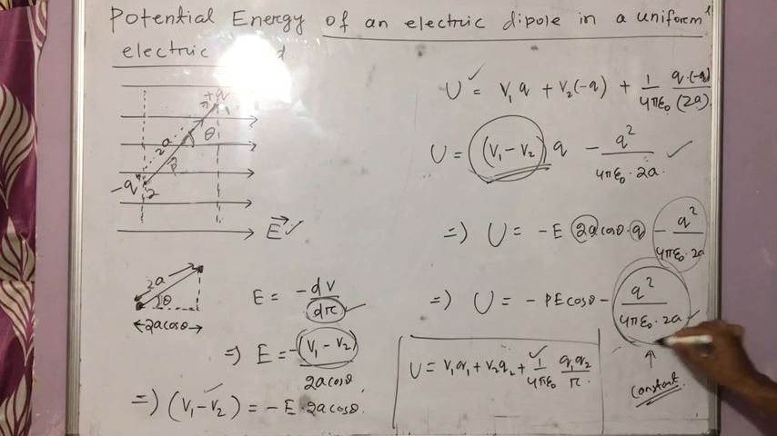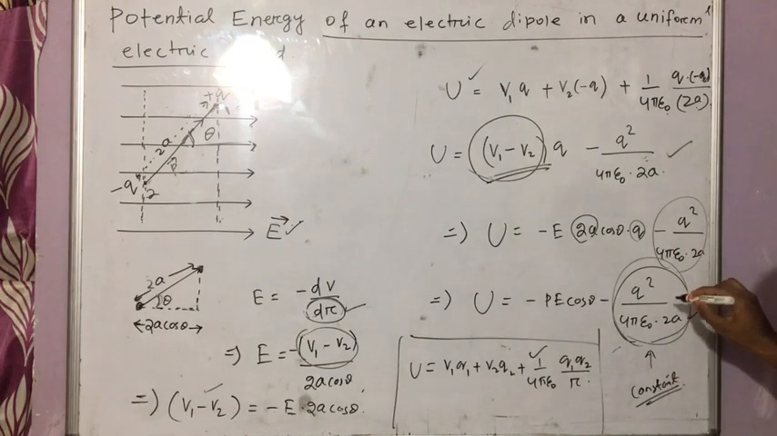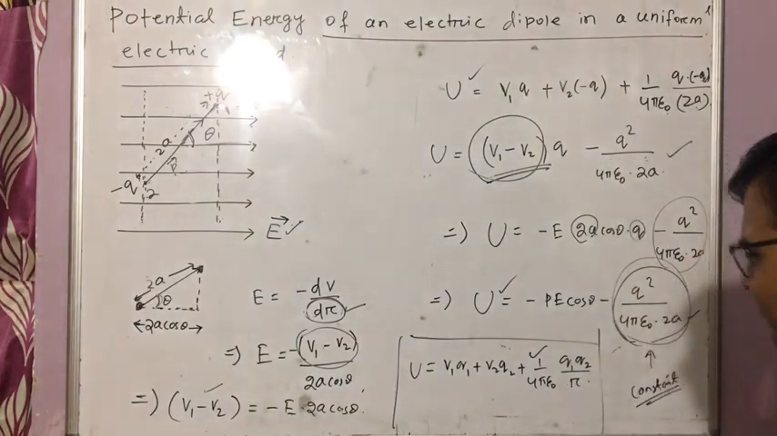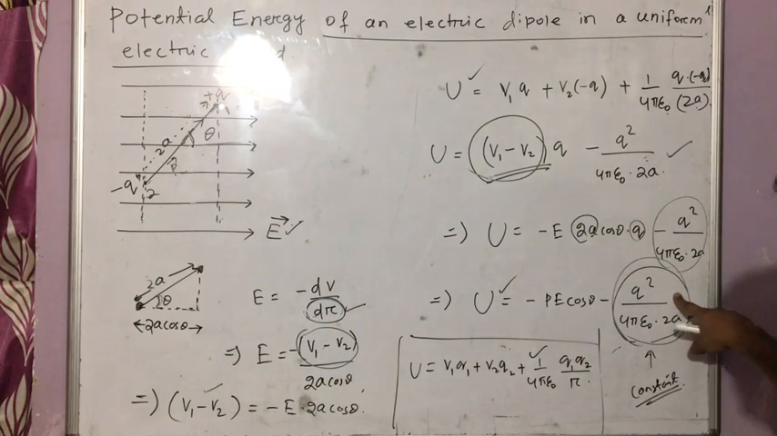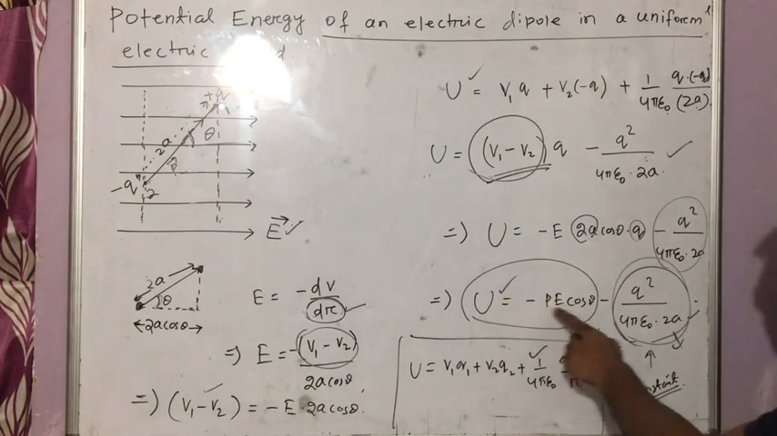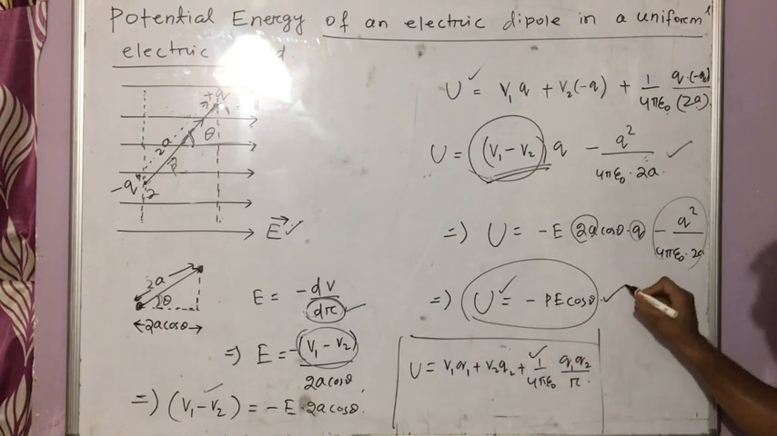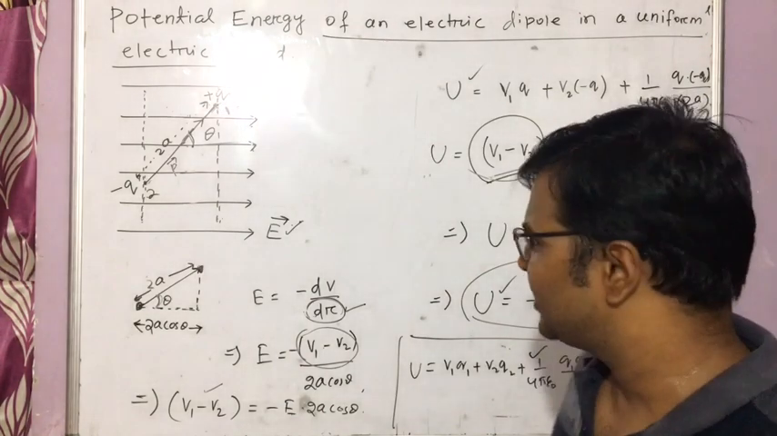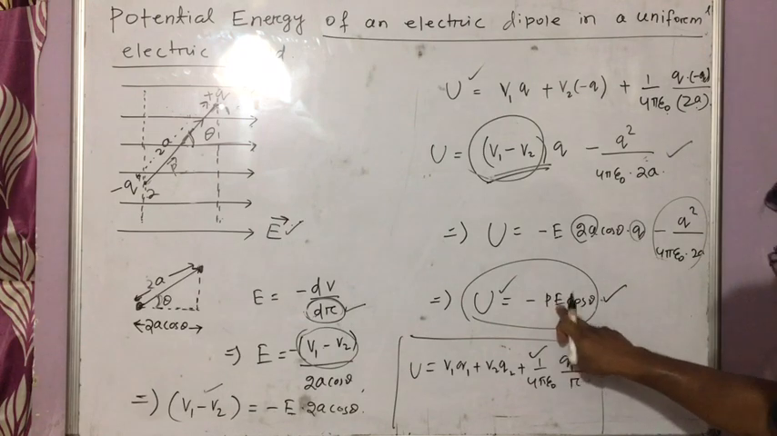See, this is one constant occurring in the expression of the potential energy, and we know any constant term that appears in the expression of potential energy is irrelevant, an undesired term. It is insignificant here. So if you drop this term, your expression will be U is equal to minus PE cos theta. Clear? U is equal to minus PE cos theta is the expression for the potential energy of an electric dipole at a position theta, where theta is the angle between P and E.